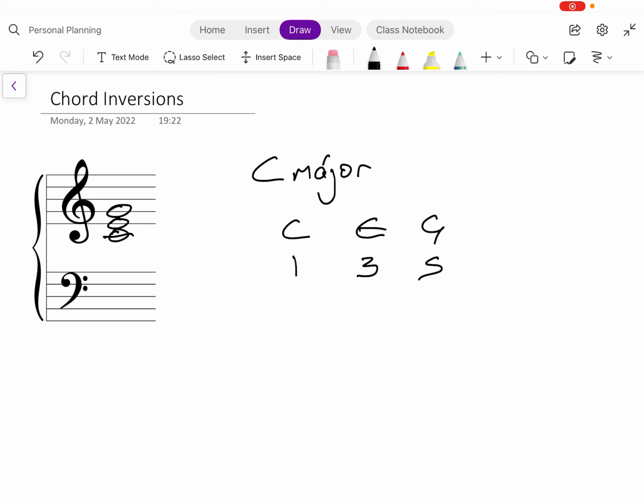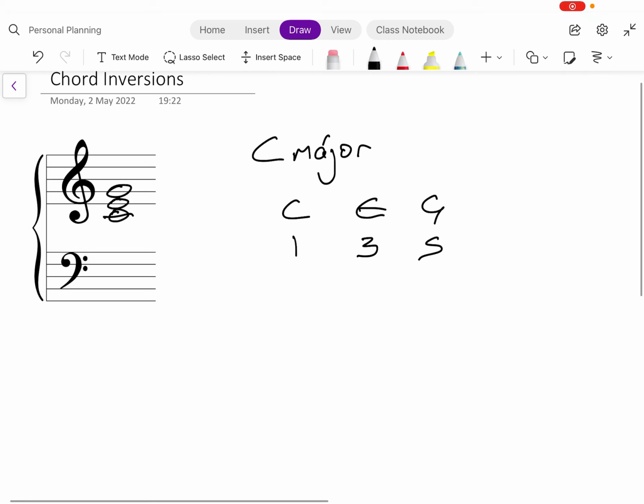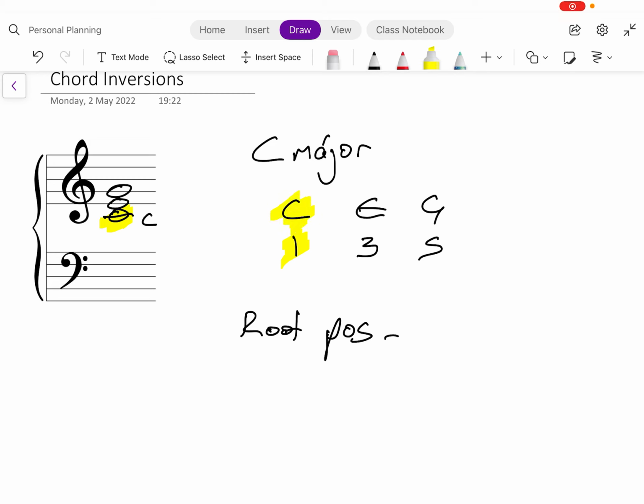Now, basically, chords can be in one of three positions. They can be in root position, and that is when the bottom note of the chord is the first. So you can see here, this bottom note is C. C is the first, so that means this chord is in root position. When the first is the bottom note, it's root position.